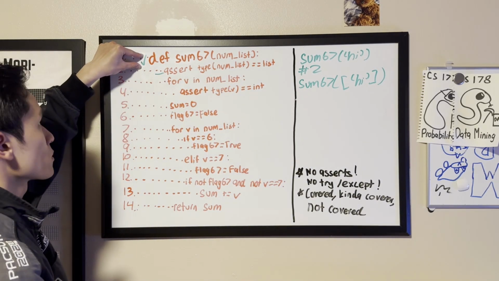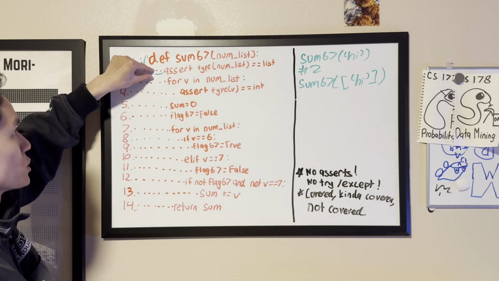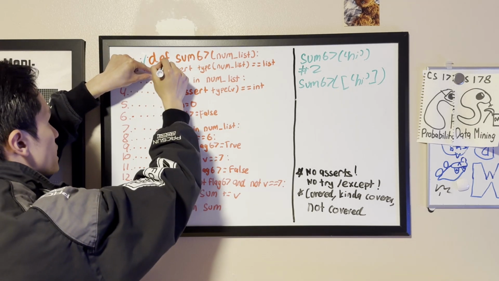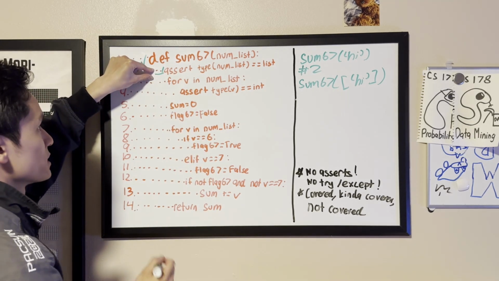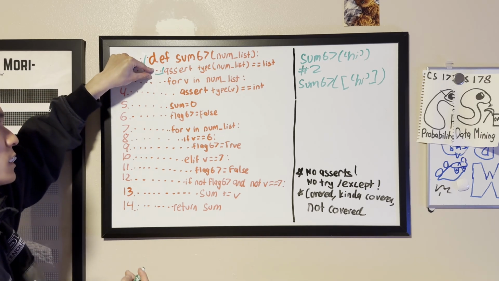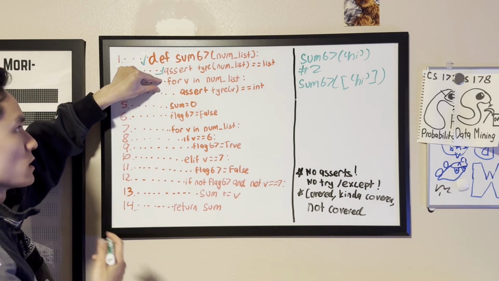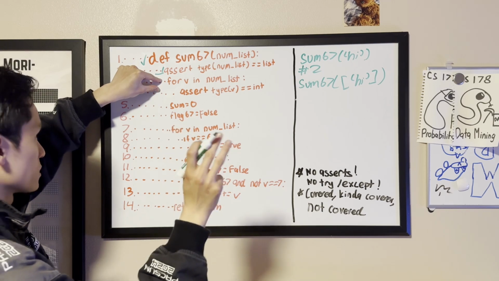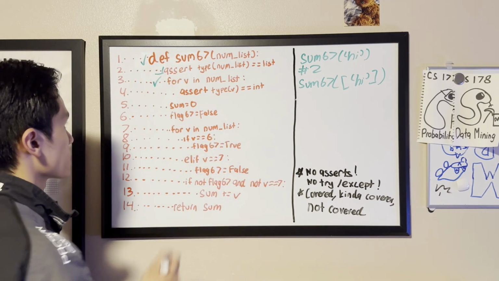It runs line number 1, so that's good. Number 2, it passes this one now. So this guy I would consider fully covered. And yeah, check mark is equal fully covered. And next, for every value in the num list, we are going to do that. So that's fully covered.